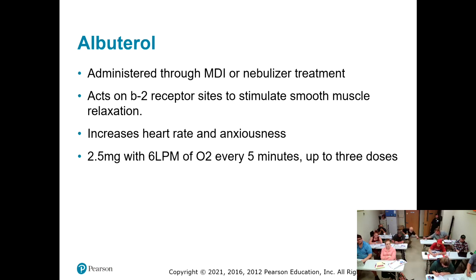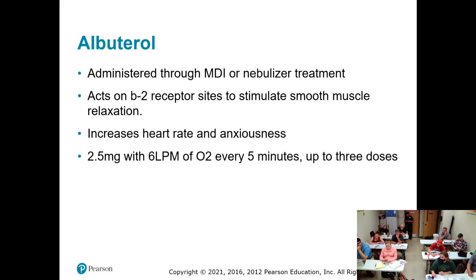So albuterol triggers our beta-2 receptor sites to stimulate smooth muscle relaxation. We have smooth muscle around our bronchioles, both primary and secondary branches, all the way through. During an asthmatic attack, our bronchioles become constricted. Our smooth muscle clamps down and it really narrows their airway. So we give albuterol to relax that smooth muscle and open up their airway.